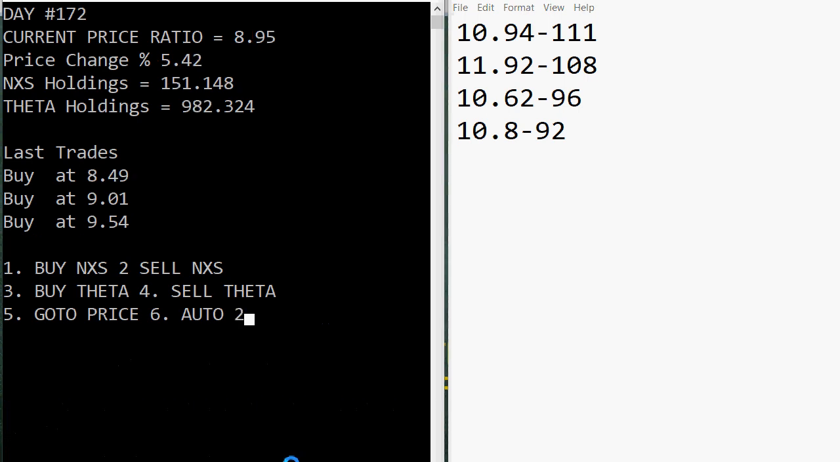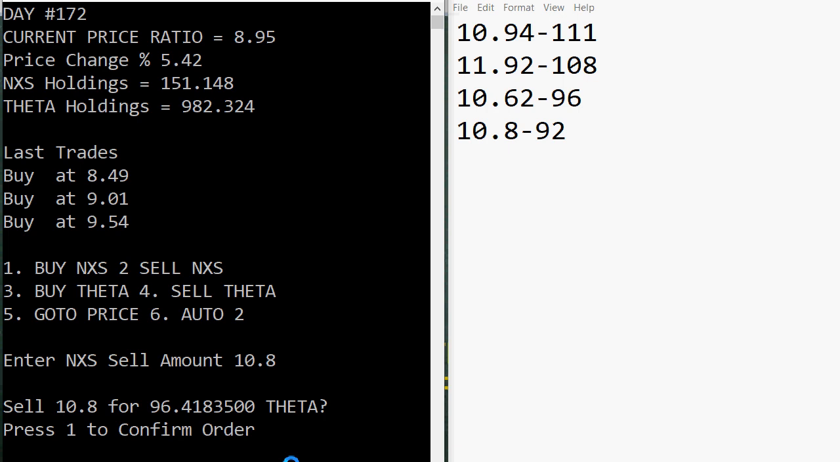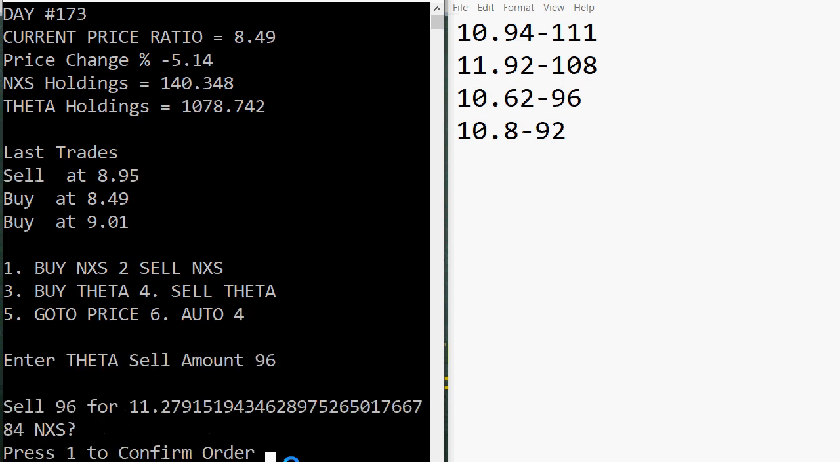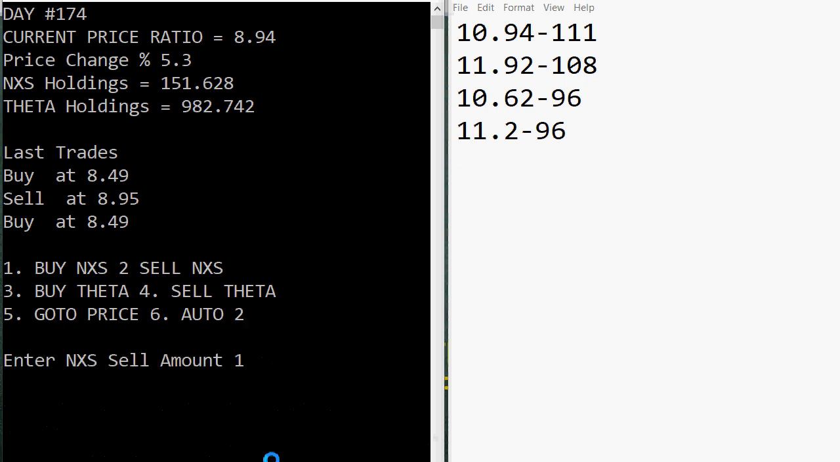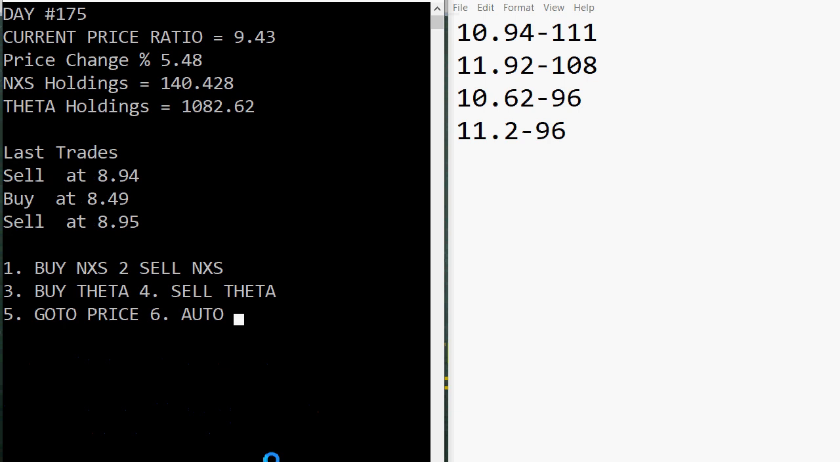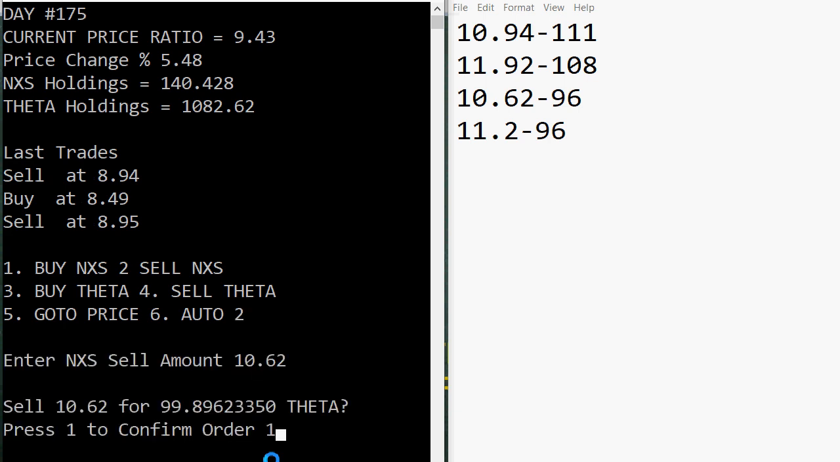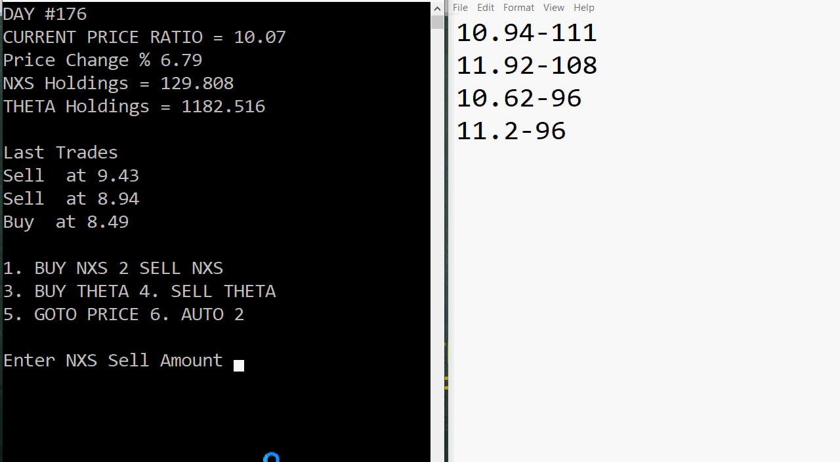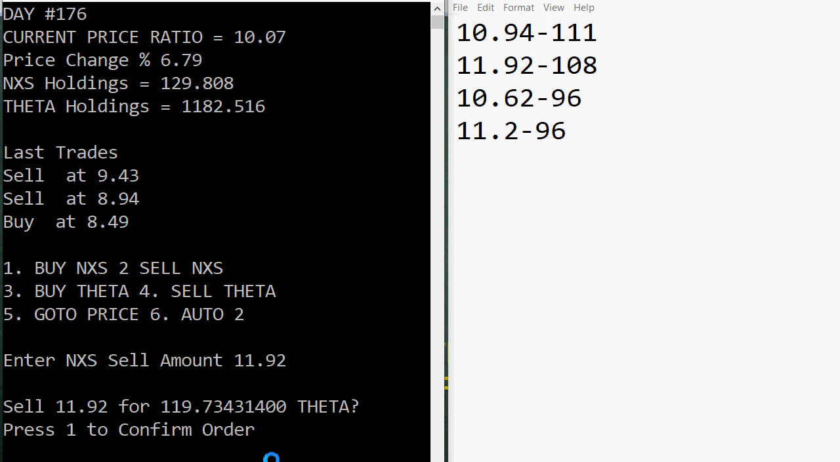And now it goes up. So there we go. We sell the 10.8. We're going to get 96. Then it goes down. We'll sell the 96. So in here, we're going to change this to 11.2 to 96. And then it goes up. So 11.2 we can go through. And there's 99 now. And we're going to do the 10.62 now. So we'll sell 10.62. We'll get 99. And we'll sell the 11.92 now. We get 119 for that one.